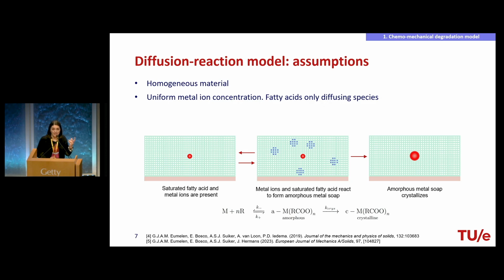We have heard in these days a lot of talk about ion migration. Of course, the ions migrate, but it is hypothesized that the diffusion of the metal ions is slower compared to the diffusion of the fatty acids, so we actually neglect this diffusion. We assume a uniform concentration of the metal ions, and we assume that the fatty acids are the only diffusing species in the system.